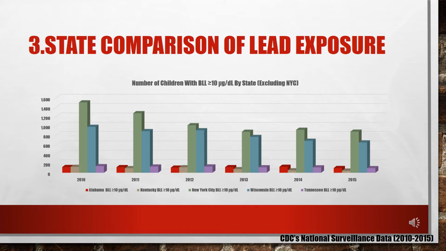One interesting point to make is that one of these colors represents a region as opposed to a state. New York City represents the green bar, while the other colors represent other states. The only other state that comes close to New York City is Wisconsin.